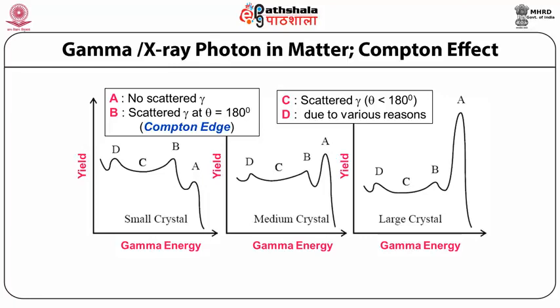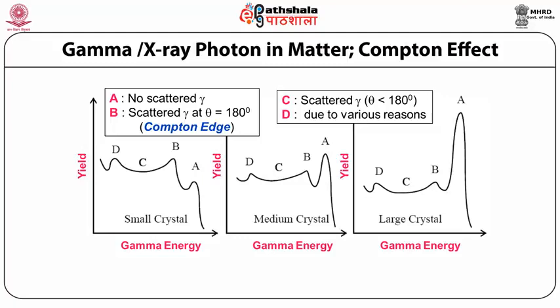When the incoming gamma radiation enters in the detector of a small size, then we observe 3-4 points in the spectrum. They are marked as A, B, C, D, where A represents the peak when no gamma is scattered. B represents when a scattering of gamma takes place at 180 degree, which is also called the Compton edge. C represents the situation when the scattering of gamma ray photon is at angle less than 180 degree, and D represents the situation which is due to various reasons.